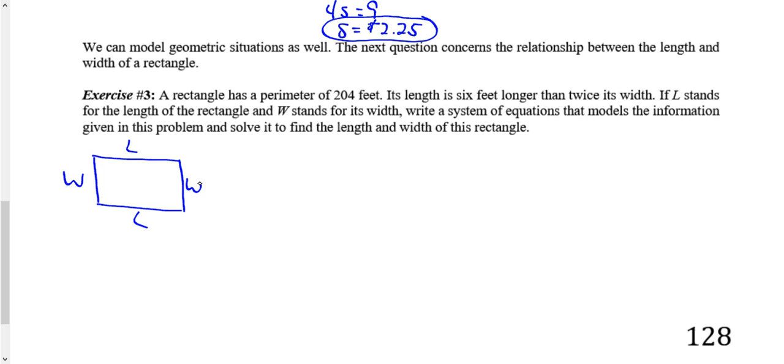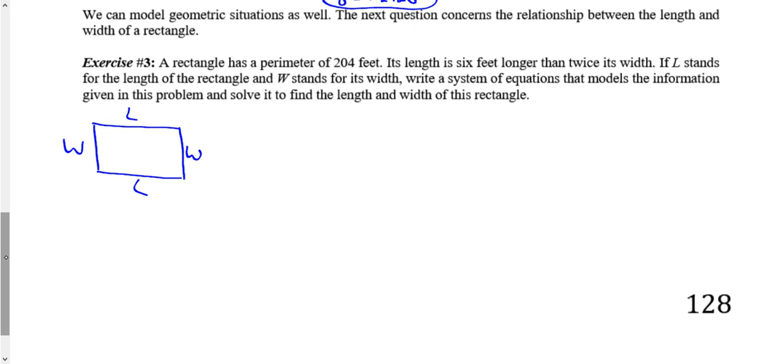Well, let's get an equation for the perimeter. L plus L plus W plus W equals 204. But let's clean that up a little bit. 2L plus 2W equals 204, right? Okay, now they have some other stuff here.